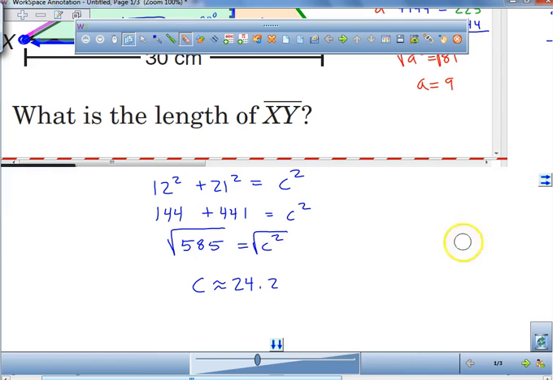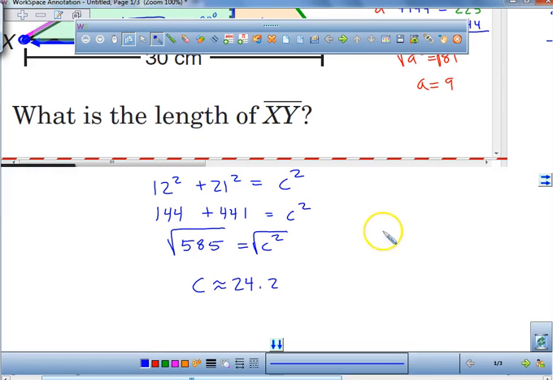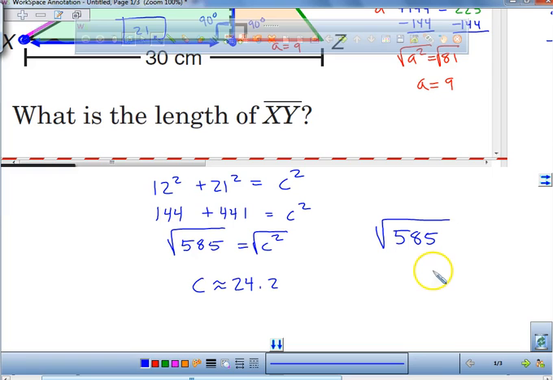Okay. Now, if I said I wanted the exact answer, could I simplify the square root of 585? If I wanted to, that ends in a 5. What are all factors that end in a 5? All numbers that end in a 5 have to have a factor of 5. That's one of the rules. So I know it's going to be a 5.